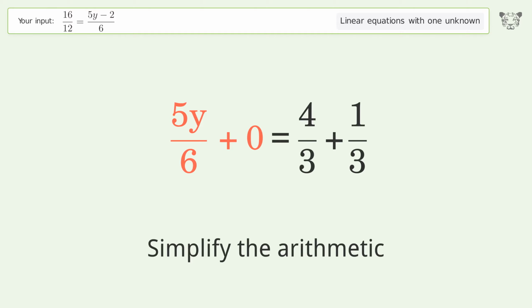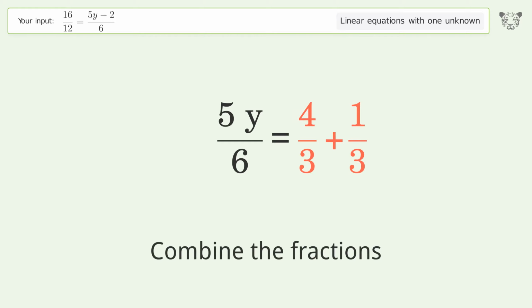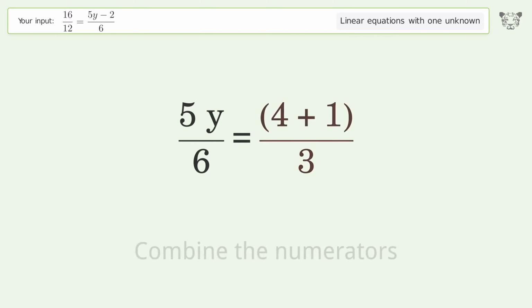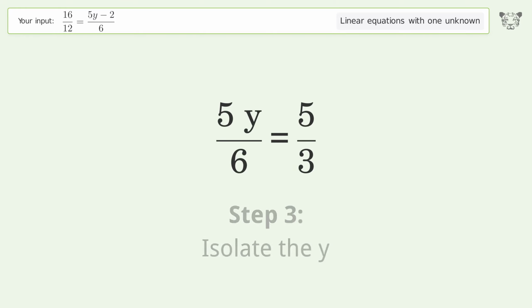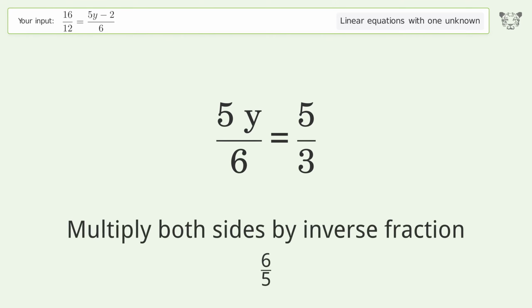Simplify the arithmetic. Combine the fractions. Combine the numerators. Isolate the y. Multiply both sides by inverse fraction 6/5.